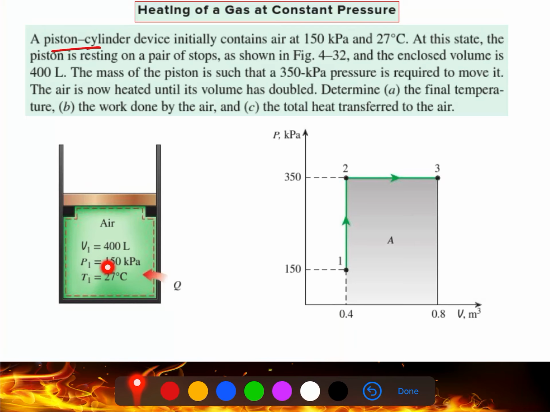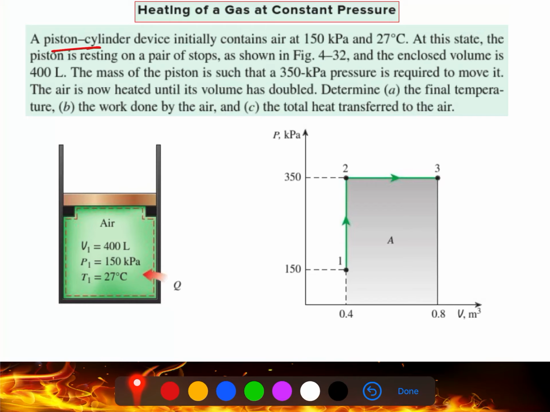Initially, at stage 1, the temperature was 27, and we don't know the final temperature, so we need to calculate that. Then the work done, we calculated work for a couple of problems, so we'll calculate that, and the total heat transferred to the air. So the three questions.